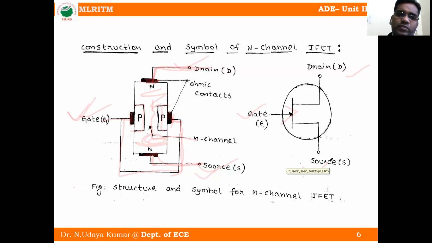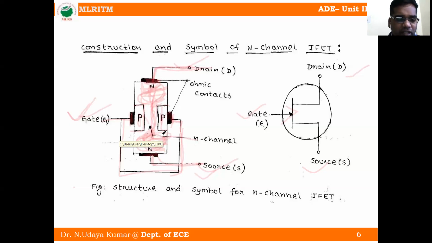N-channel means the channel must be N-type here. This space is all channel. If it is P-channel, we have to use P-type material here instead of N-type material. That is the difference. N-channel means the channel must be N-type material.